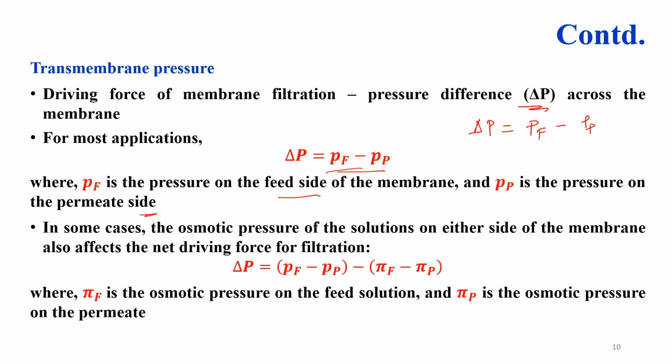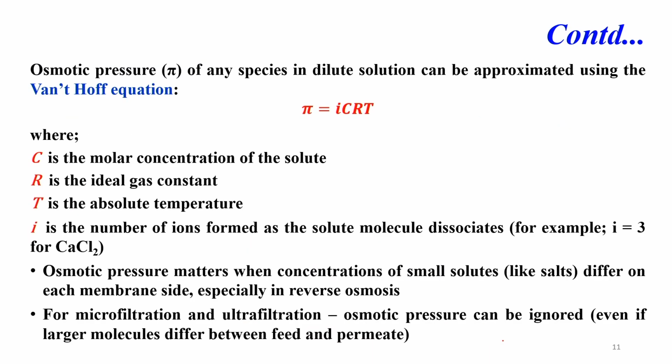Now, further in some cases there will be osmotic pressure of the solution on either side of the membrane. So, we can incorporate the osmotic pressure part as well. So, delta P now becomes Pf minus Pp minus the osmotic pressure part, the osmotic pressure on the feed side minus the osmotic pressure on the permeate side. And how do we calculate the osmotic pressure? Pi is equal to iCRT.